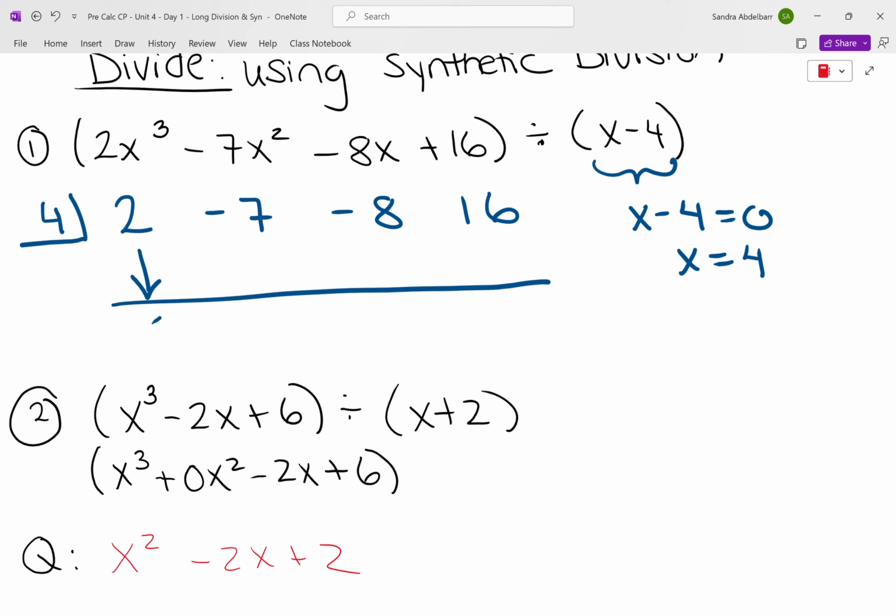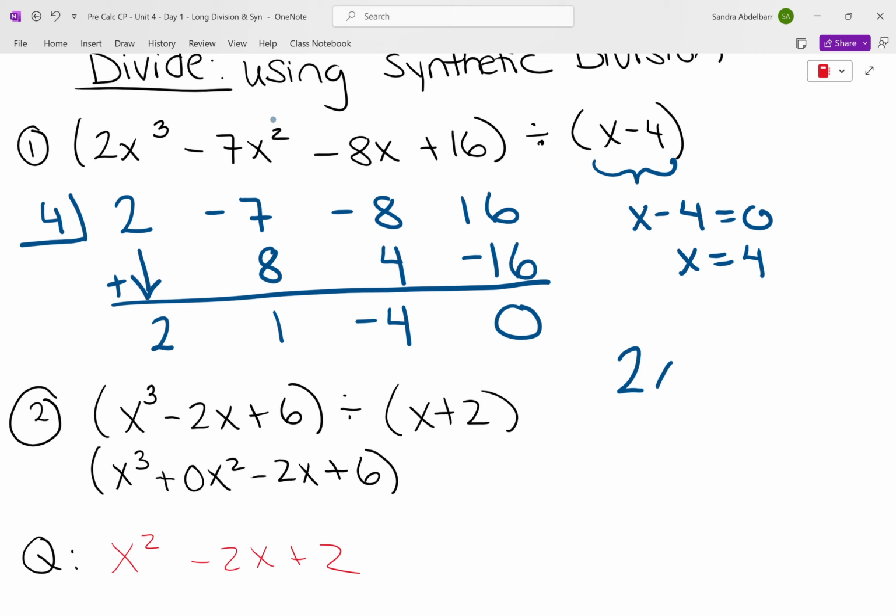Now you write out all of your coefficients. Bring the first coefficient down, and then you multiply what's under the line with the number in the box. So 2 times 4 is 8. Then you add the column. Negative 7 plus 8 is 1. Again, what's under the column, you multiply by what's in the box. 1 times 4 is 4. Negative 8 plus 4 is negative 4. Negative 4 times 4 is negative 16. 16 plus a negative 16 is 0.